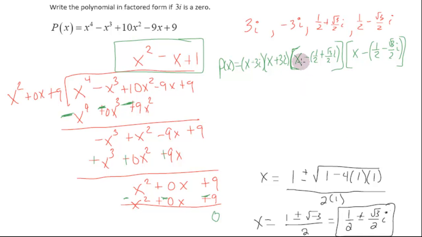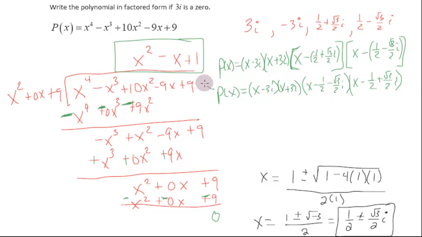Then you can get rid of the parentheses by running the negative through, right? So maybe the last step, let me see if I can do it here. x minus 3i, x plus 3i, and then x minus 1/2 minus root 3 over 2 i, and then the last one, x minus 1/2 plus, because you have to distribute, plus root 3 over 2 i. And that's how you would write the factored form of this polynomial. The leading coefficient is 1.